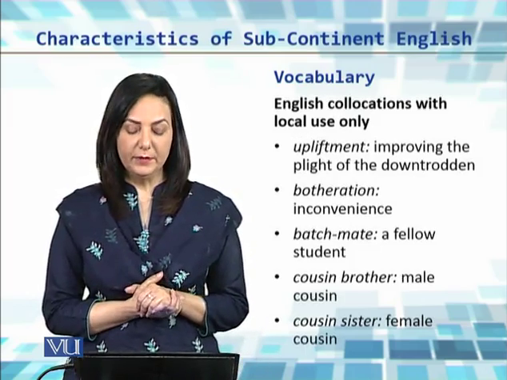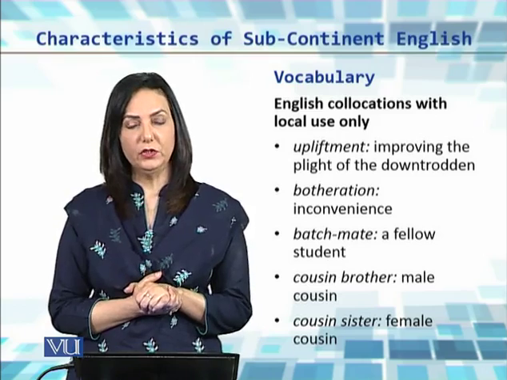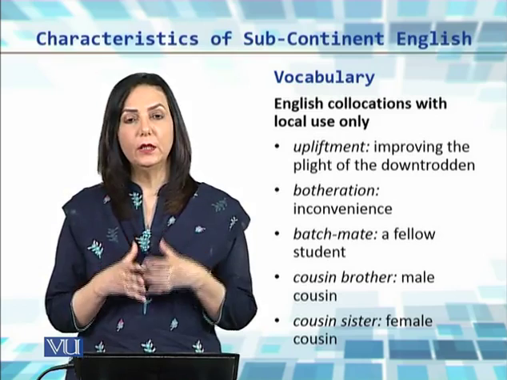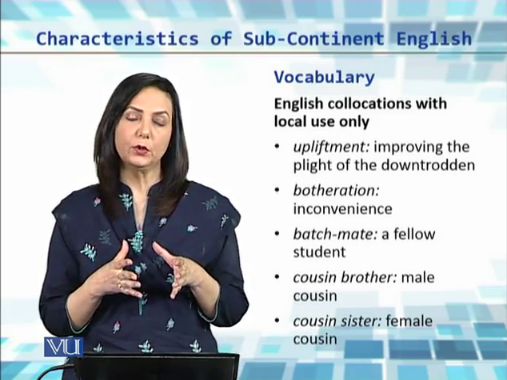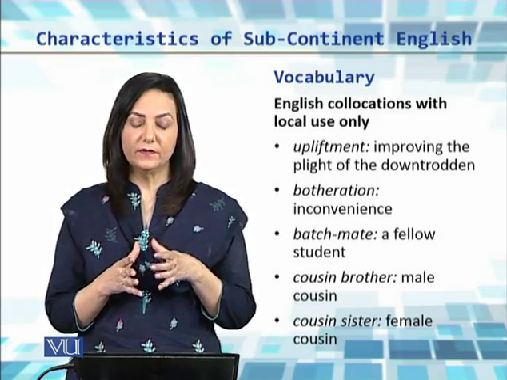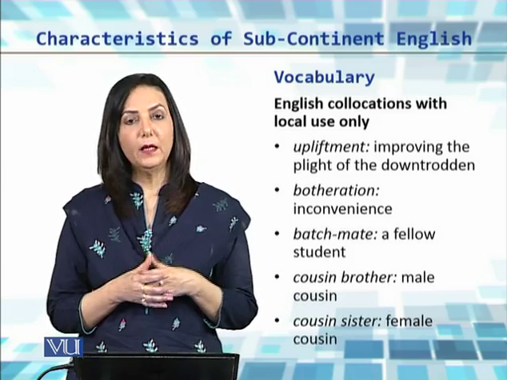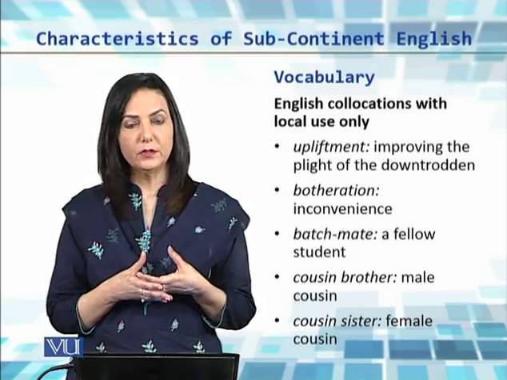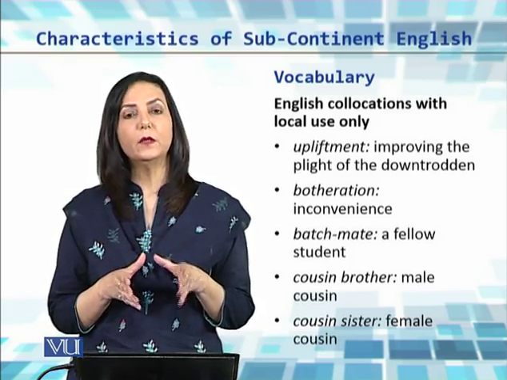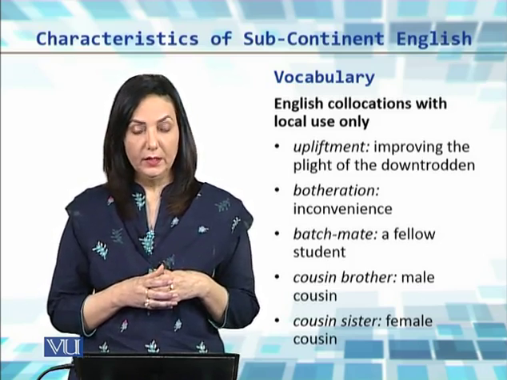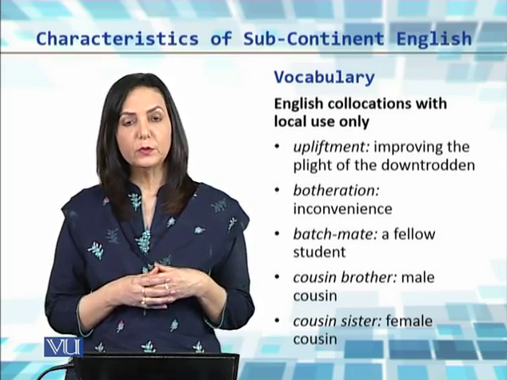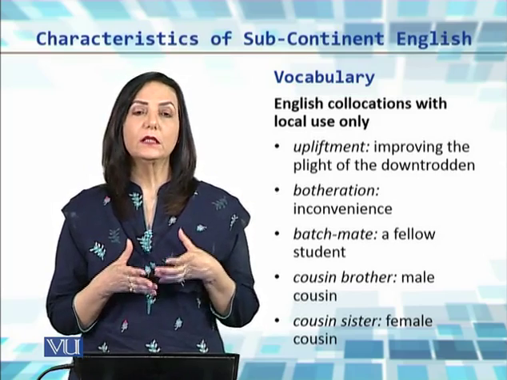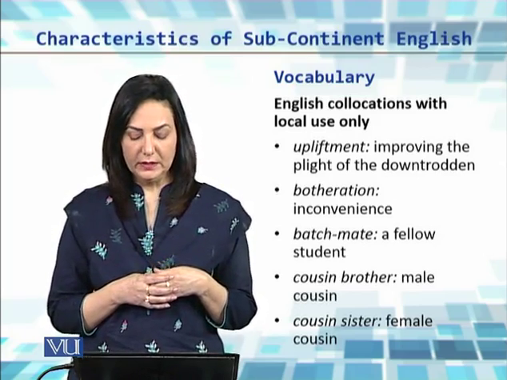Then in terms of vocabulary, we have several English collocations. Though they are English collocations, they are used only locally. So we do not find these collocations in the native varieties of English. For example, upliftment to mean improving the plight of downtrodden. So upliftment is a word that you find only in the subcontinent English. Botheration, which means to cause somebody inconvenience. Now, botheration is also an innovation of the speakers of English in the subcontinent.